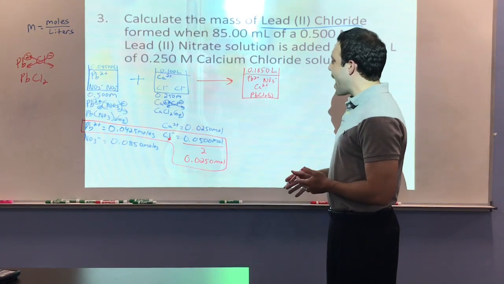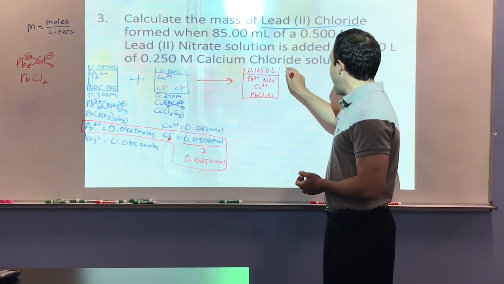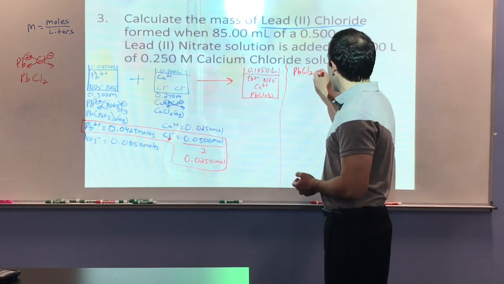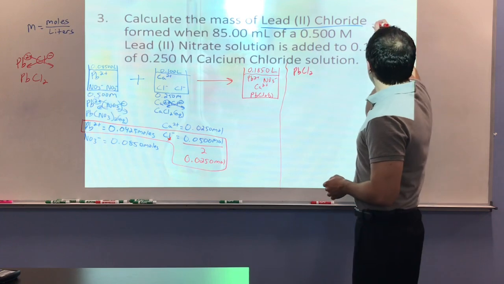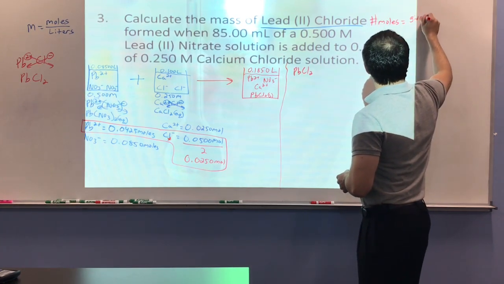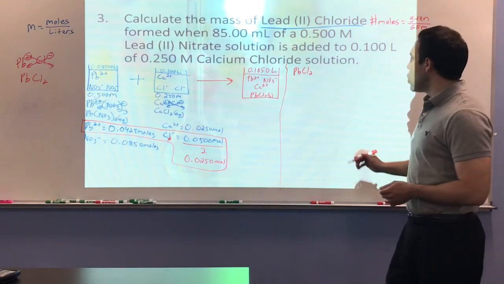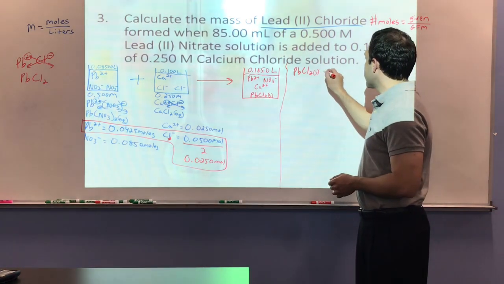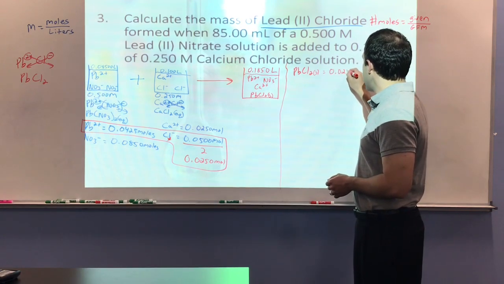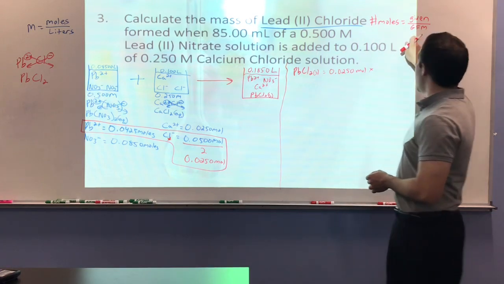So if we want to find the mass of lead 2 chloride that we have at the bottom of our beaker, we need the mole formula. So number of moles equals given mass over gram formula mass, or GFM. So we have our limiting, which is 0.0250 moles. We're going to multiply that by the GFM.